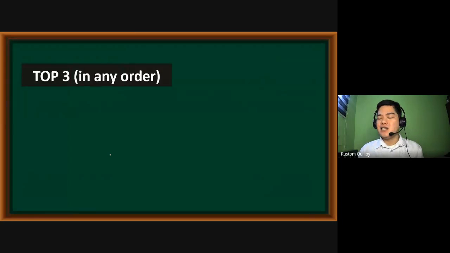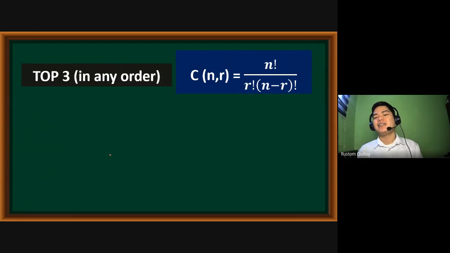Doon muna tayo sa top 3 in any order. So, ito ay combination. So, ang formula natin ay n factorial over r factorial quantity n minus r factorial. So, ano po ating n doon sa ating problem? 10. How about r? 3 po. Yes. Ang n natin ay 10, ang r natin ay 3. Sabi ko dati, kung ano yung mas malaking number, ayun ang n. Kung ano yung mas maliit, ayun yung r.